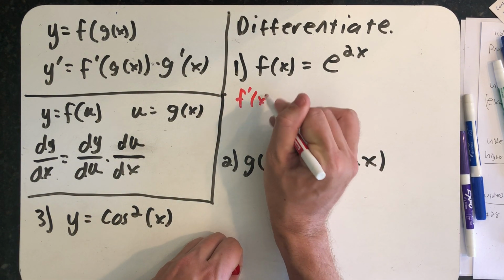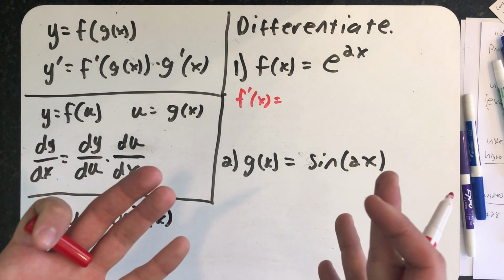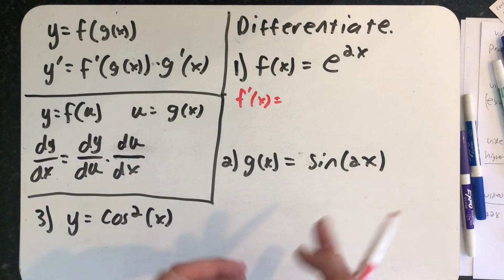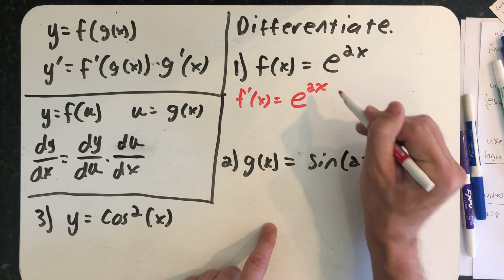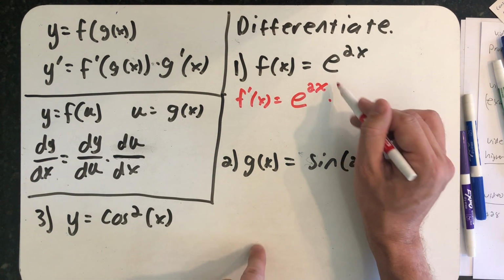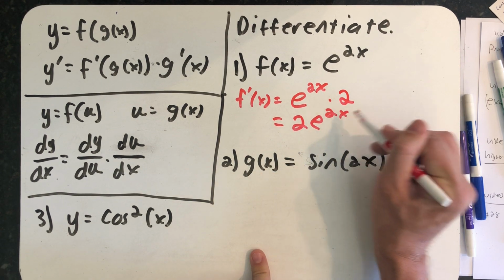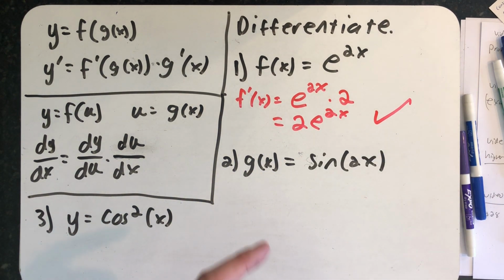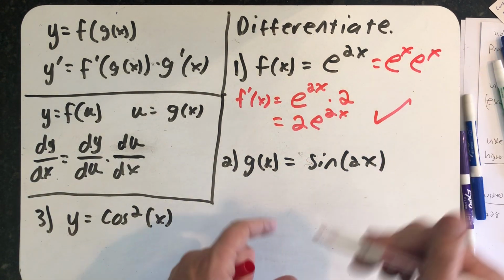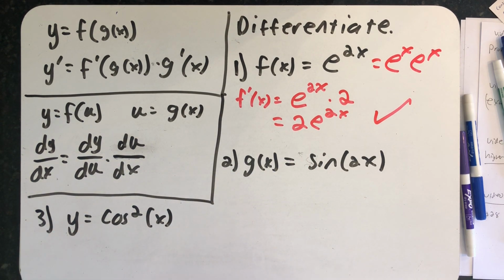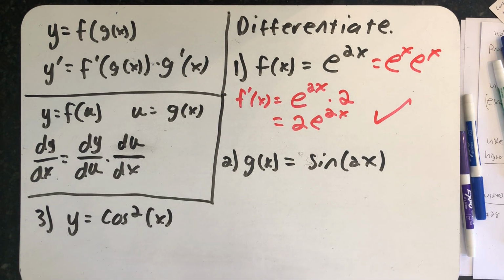F prime of x, the derivative of e to the 2x. Well, the derivative of e to the u, with respect to u, would be e to the u. So I take the derivative of the outside function, leaving the inside alone. Now I need to multiply by the derivative of 2x, which is 2. 2e to the 2x. In a previous video, we actually took the derivative of e to the 2x using the product rule. And if you go back and consult that video, this is actually the answer we got. Now that we know the chain rule, this is my preferred method of taking this derivative.